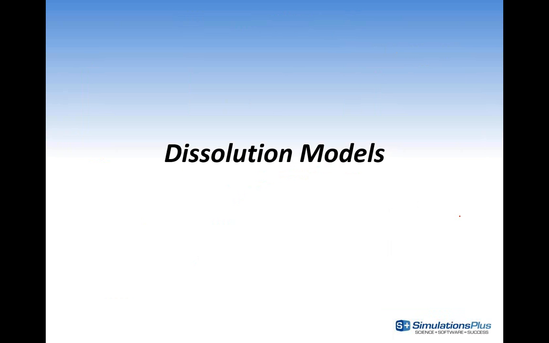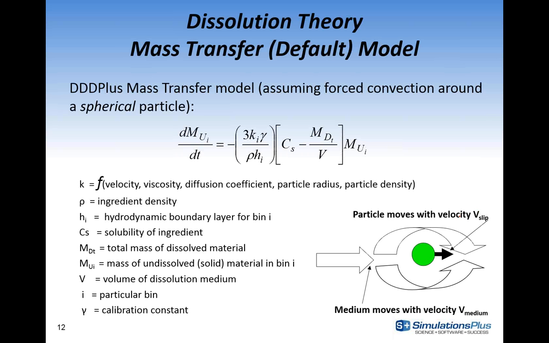So we're quickly going to go through the main dissolution model within GastroPlus, which is the mass transfer model. We don't have the time to go through every single theoretical equation within DDDPlus, so we're just going to go through the main, sort of workhorse equations, and then later on when we get to CR dosage forms, we'll be talking about those equations as well. But DDDPlus, the default model is based on the mass transfer equation, which assumes forced convection around a spherical particle.